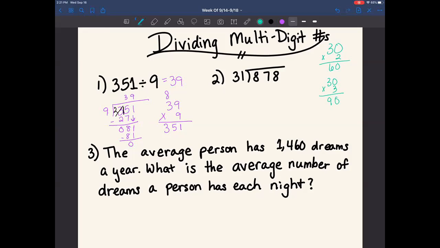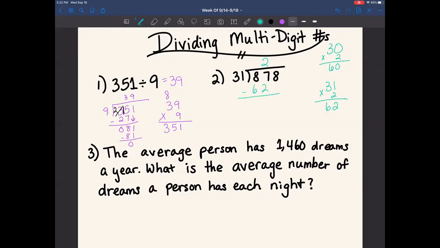Okay, so I know that 90 is too big for 30, and 30 is actually smaller than 31. So I know that I need to do times 2. So now I'm going to do 31 times 2. That's going to be 2 times 1 is just 2, and then the 6. So it's 62, sorry. Okay, so I'm going to put my 2 on the top. That's going to give me 62.